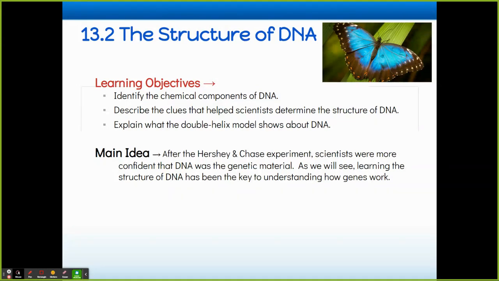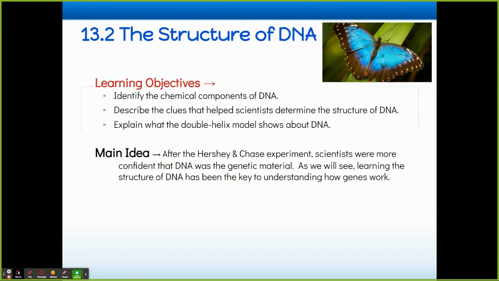We have three learning objectives today for our notes. First of all, we want to identify the chemical structures of DNA, and then actually two that we're going to start with. Then we are going to look at the clues that help scientists determine the structure of DNA. Specifically, we are going to take a look at Chargaff's rule.